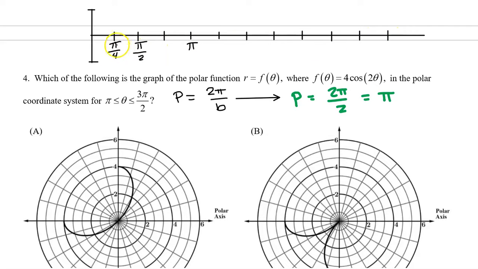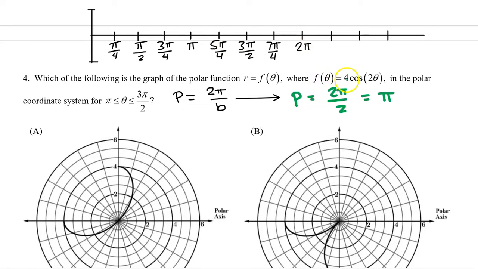I'm going to count by pi over 4. This is 1 pi over 4, 2 pi over 4, 3 pi over 4, 4 pi over 4, 5 pi over 4, 6 pi over 4 is 3 pi over 2, 7 pi over 4, and 8 pi over 4 is 2 pi.